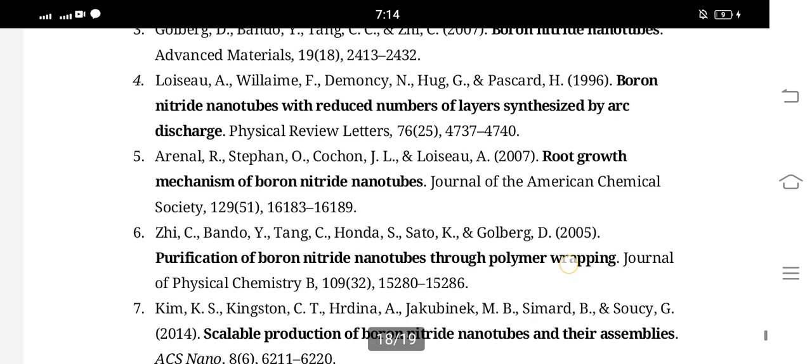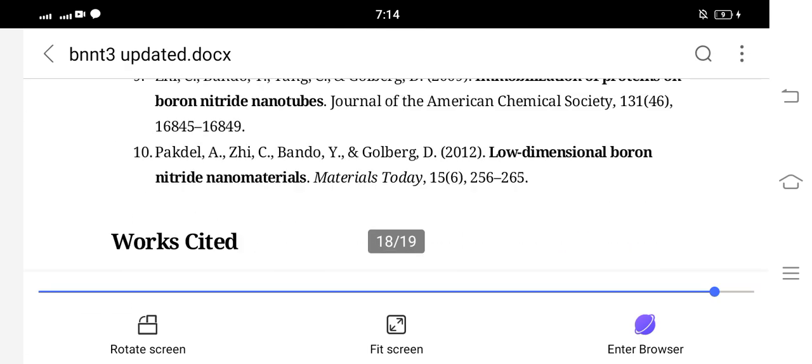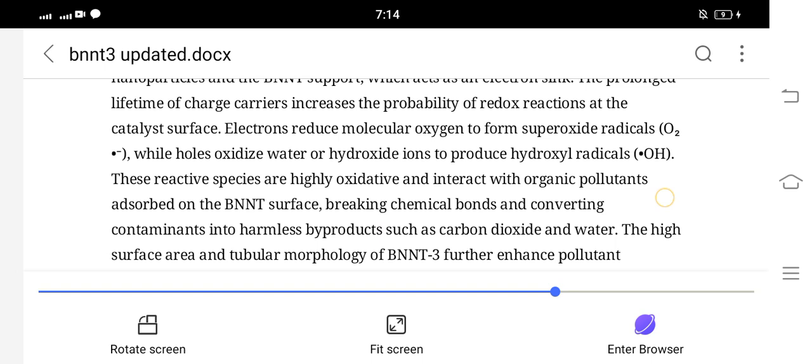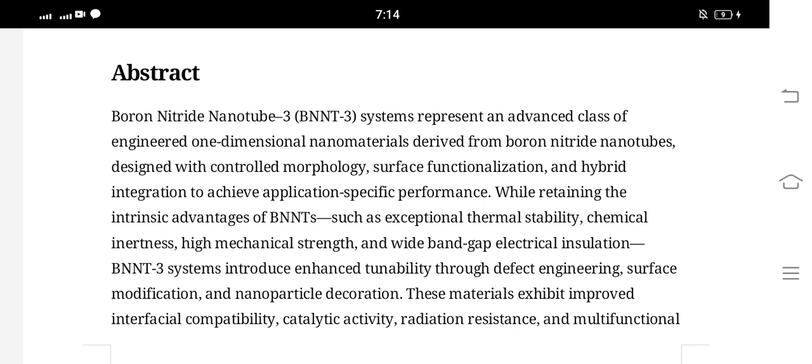Now, I will discuss the abstract. Boron nitride nanotubes are nanomaterials that are structurally analogous to carbon nanotubes, consisting of alternating boron and nitrogen atoms arranged in a hexagonal lattice and rolled into seamless cylindrical tubes. Despite this similarity, BNNT-3 exhibits markedly superior thermal stability, chemical inertness, oxidation resistance, and electrical insulation properties.